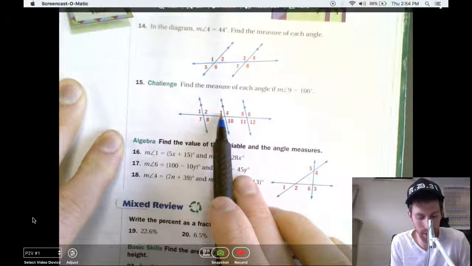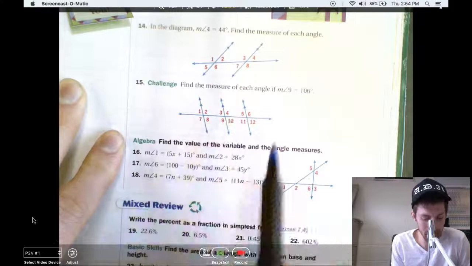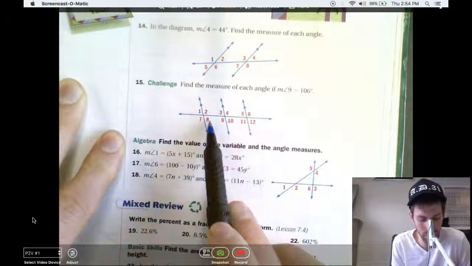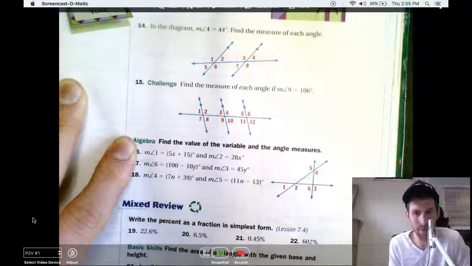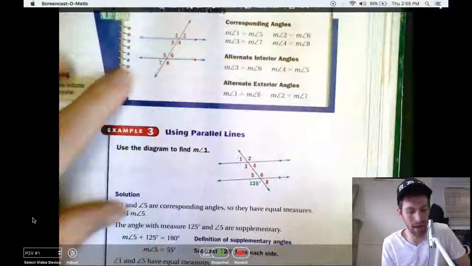And then 10, since these are all parallel, 10 corresponds with 8 and with 12, so 8, 10, and 12 are the same. 2, 4, and 6 are the same. And 1, 3, and 5 are the same. 7, 9, 11 are the same. All right, there's multiple ways you could get to the right answer here. Okay, just keep flipping back and looking at what corresponding angles are and alternate interior and exterior angles.